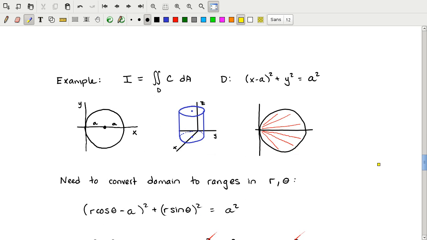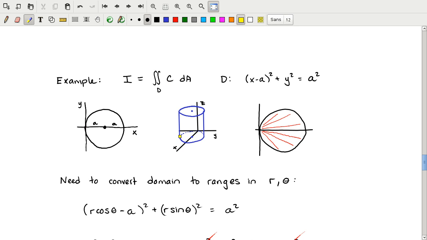So let's do an example of that where the bounds are not constant in both r and theta. Let's just integrate a constant function. So let's focus on the boundaries and make the function simple. So we'll do an integral of the function c, just a constant, dA, where the domain over which we're integrating is a circle centered at the point x equals a with radius a. So that's this circle right here. And we're integrating the constant c.